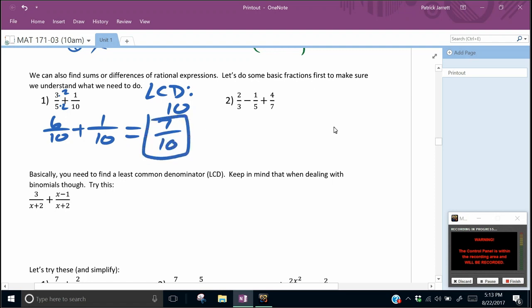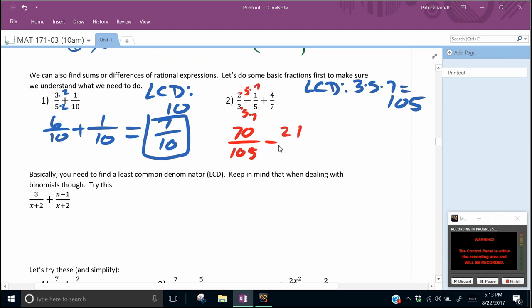Now, for this one, I can, obviously, all three factors, I can leave it as 3 times 5 times 7, or leave the LCD as 105. Now, basically, for this first one, I multiply by 5 and 7 here. Basically, you multiply by what you don't have here. So we have 70 over 105 minus, let's see, I'm missing a 3 and a 7 here, minus 21 over 105. And for this one, I'm missing a 3 and a 5.